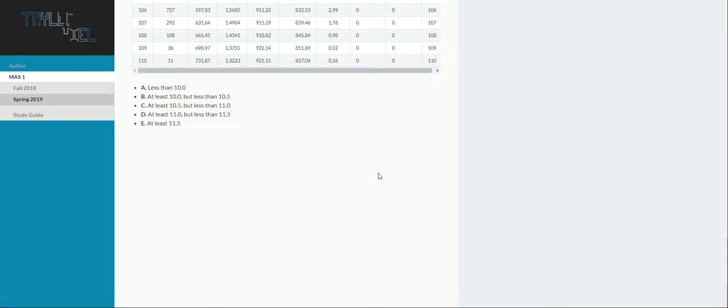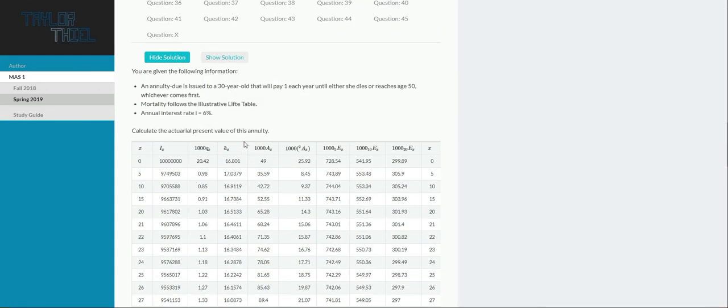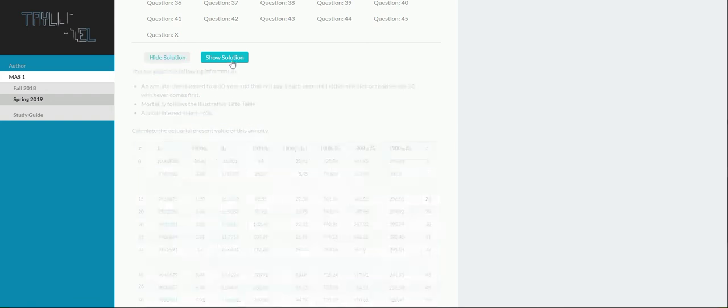For this question, I've also thrown in the life table itself. So this would be found in your provided distribution and life table paperwork that you're given during the exam. I just have that copied here as it will appear during the exam. Also, this table is labeled the illustrative life table, where the interest rate is equal to 6%.